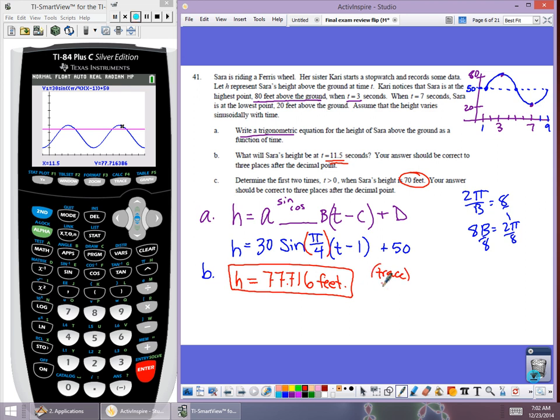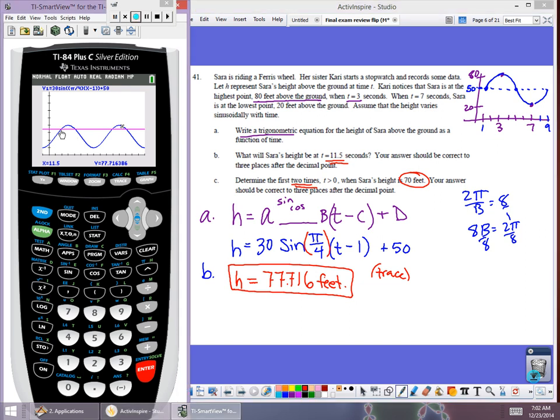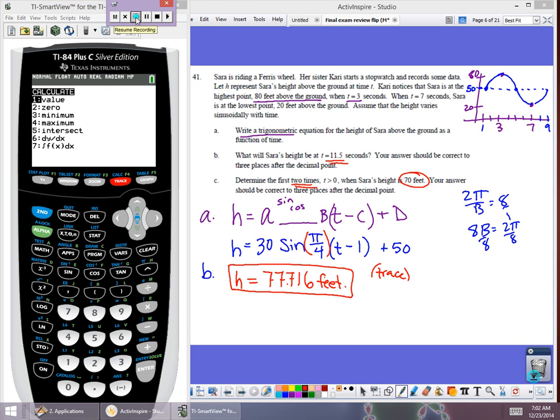Okay, on this last one, determine the first 2 times when Sarah's height is 70 feet. Okay, so we need 2 different values here. Your answer should be correct to 3 decimal places. So for the first 2 times, we need to find these 2 intercepts. So we're going to go second calc.